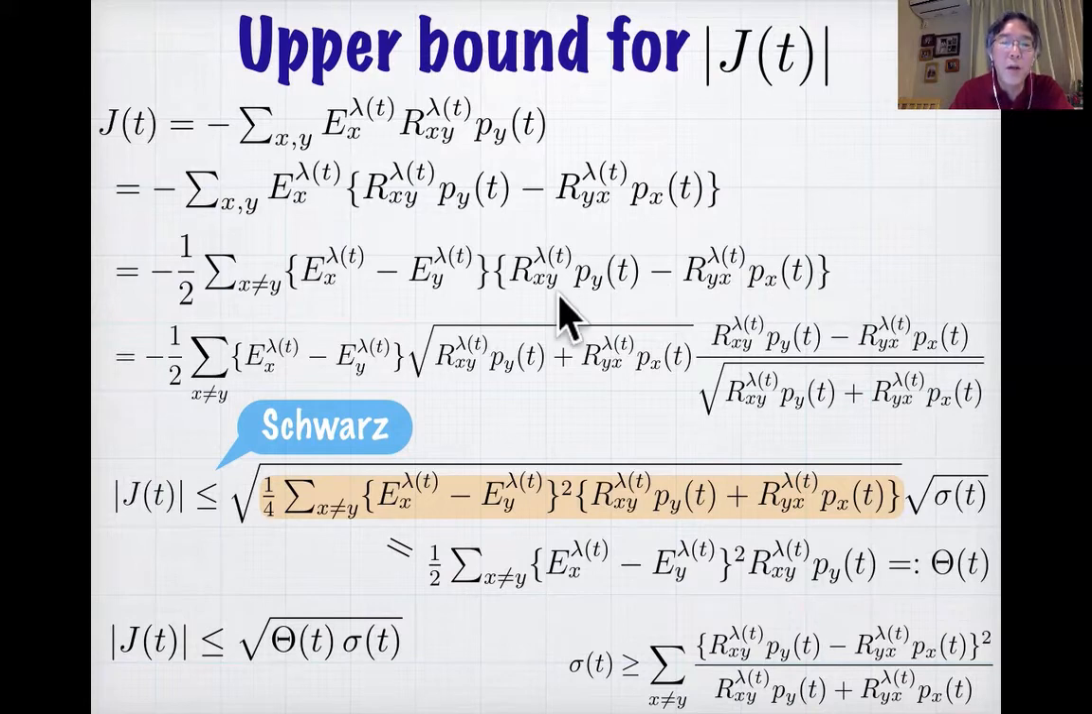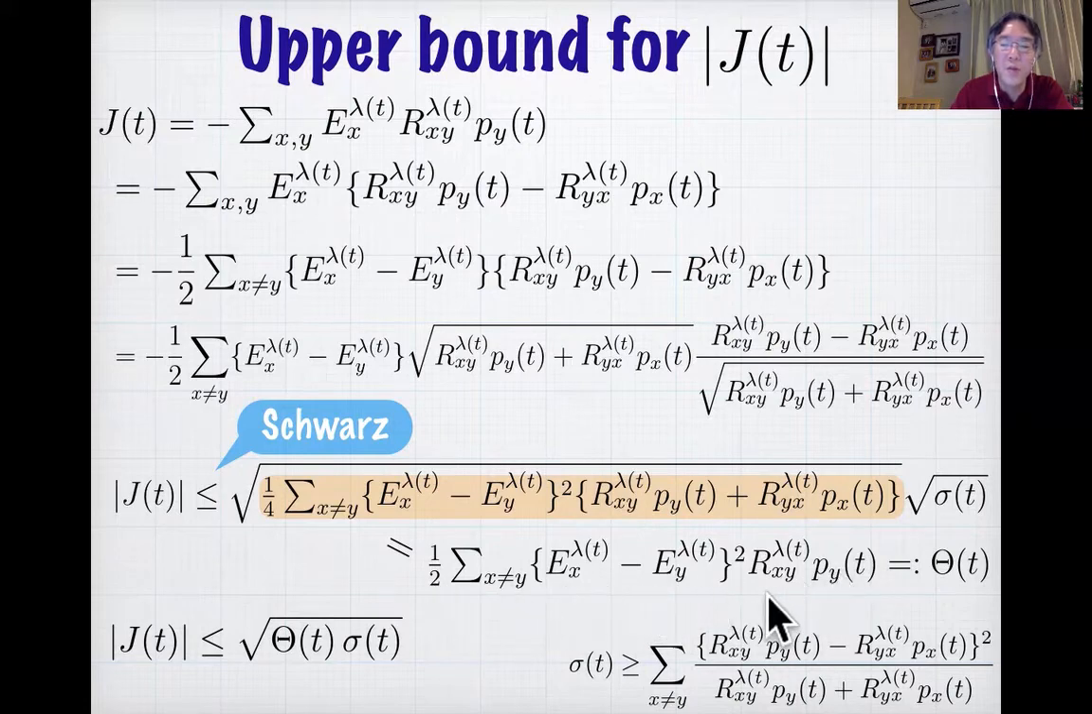And now I do something tricky. I multiply everything by this and divide everything by this. Why did I do this? Because if you square this, you precisely get this thing, which appears in the lower bound of the entropy production rate. Now I take the absolute value of J and apply Cauchy-Schwarz. And then I get the square of this thing, which is written this way.